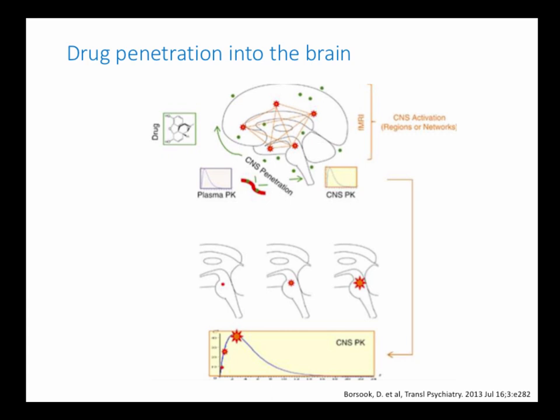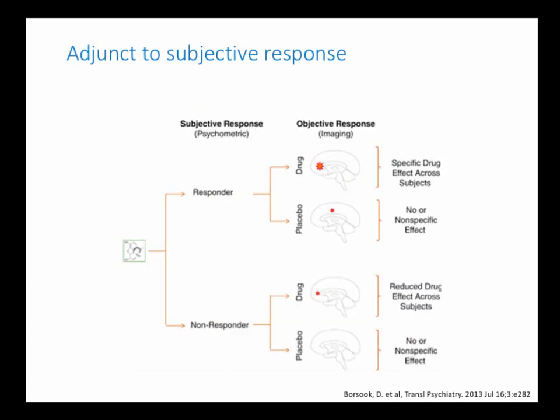Another thing that it might help with is the subjective response to drugs. When you give people drugs, they are the ones that report whether they feel better, for example, in depression. But they might be having something called the placebo response. So the imaging may be a more objective way of seeing whether or not the person is responding to the drug, and separate people who respond to the drug from those that don't respond.